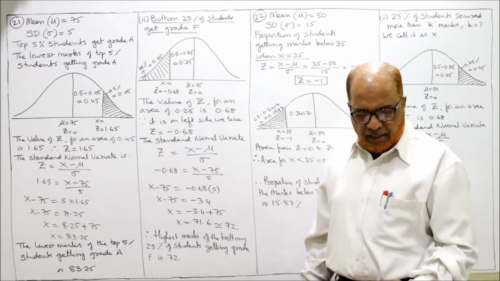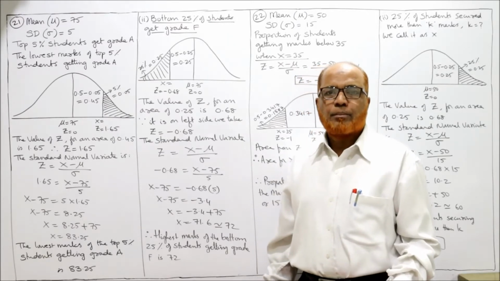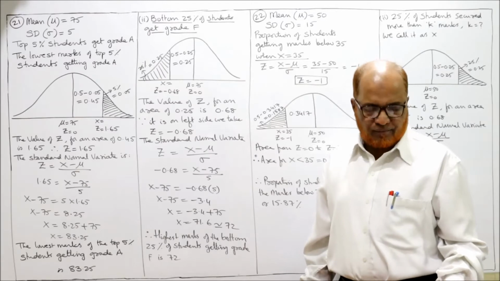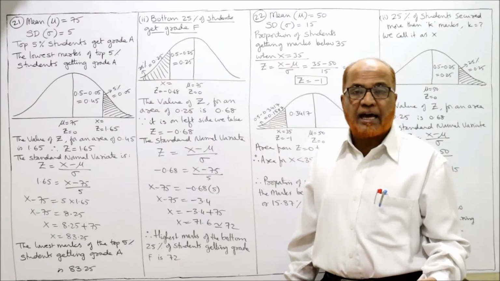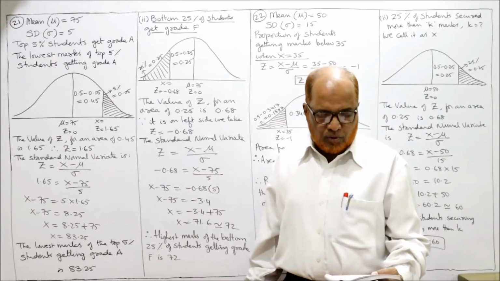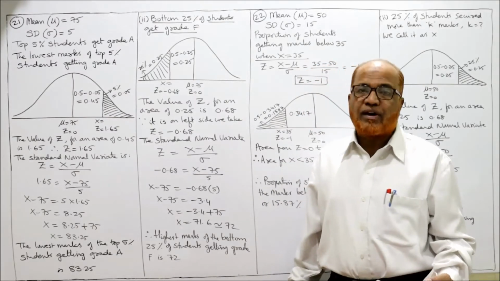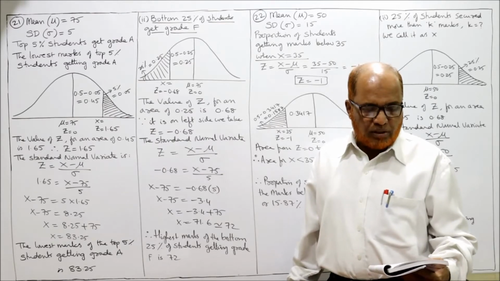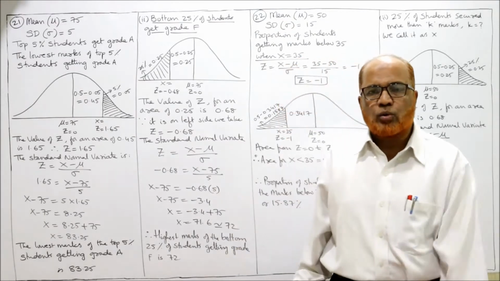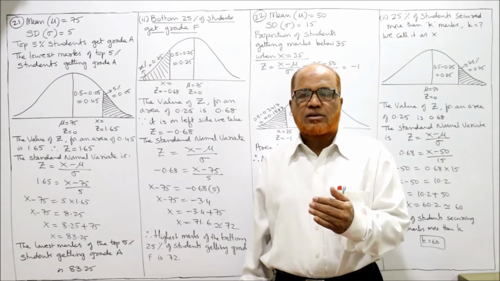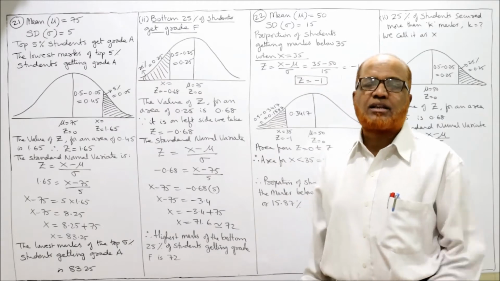See the 21st. A set of examination marks is approximately normally distributed with a mean of 75, mu is equal to 75, and standard deviation 5. The top 5% of students get grade A, and the bottom 25% get grade F. What mark is the lowest of A and what mark is the highest of F? Two different questions: the lowest marks of A grade, and the highest marks of F grade. That's what we have to find out.